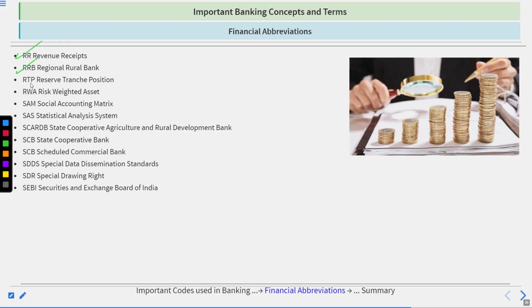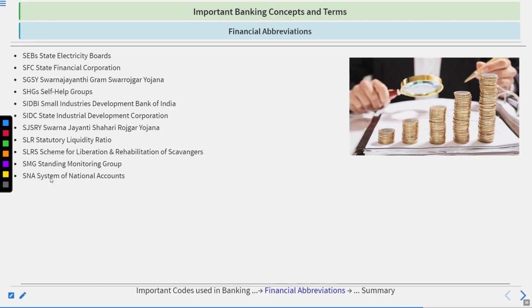RR Revenue Receipt, RRB Regional Rural Banks, RTGS Real Time Gross Settlement, RWA Risk Weighted Assets, SAM Social Accounting Matrix, SAS Statistical Analysis System, SCARDB State Cooperative Agriculture and Rural Development Bank, SCB State Cooperative Bank, SCB Scheduled Commercial Bank, SDDS Special Data Dissemination Standards, SDR Special Drawing Rights, SEBI Securities and Exchange Board of India.